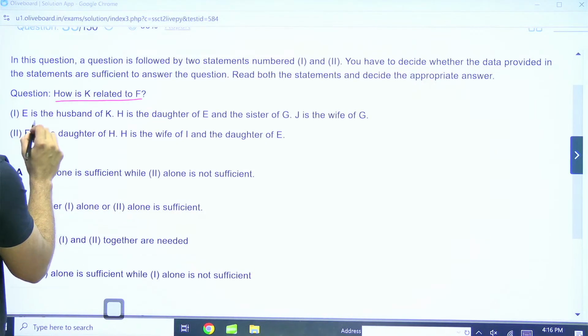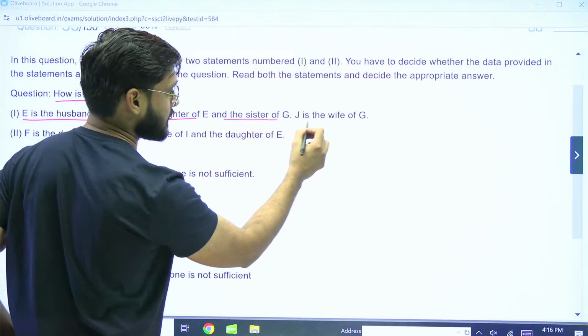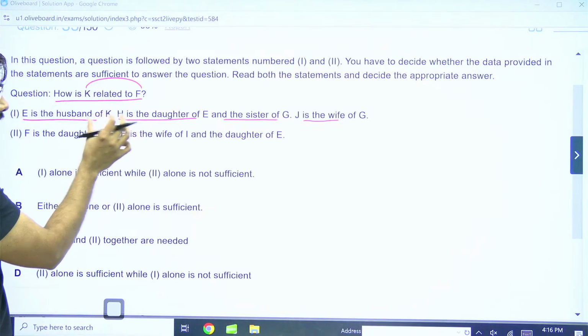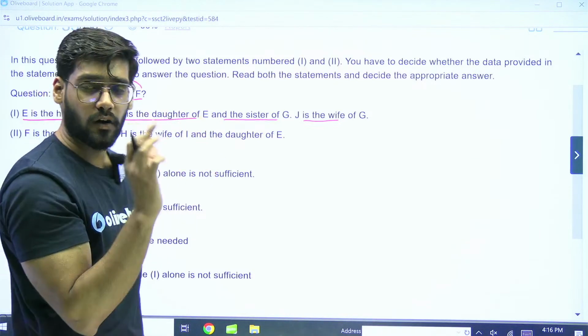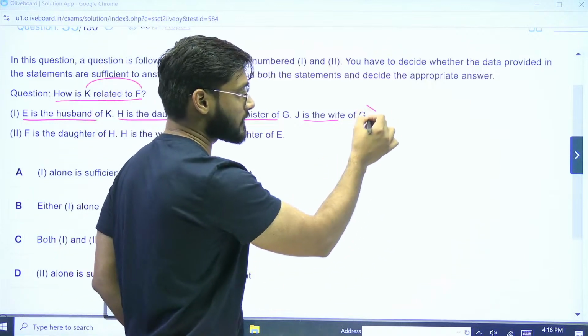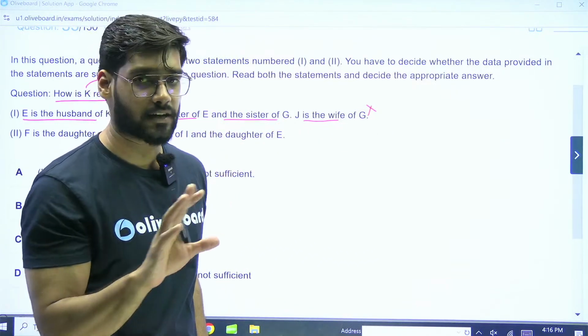The first statement says E is the husband of K, H is the daughter of E and the sister of G, J is the wife of G. We need to find the relation between K and F, but we are not having F in the first statement, and hence we cannot get the answer only with the help of first statement.